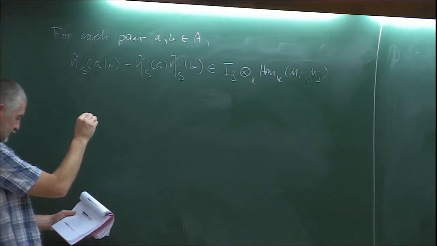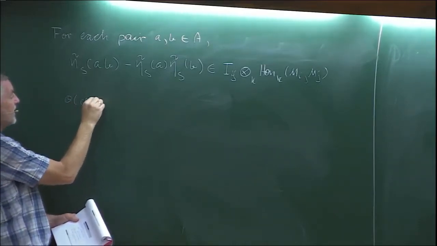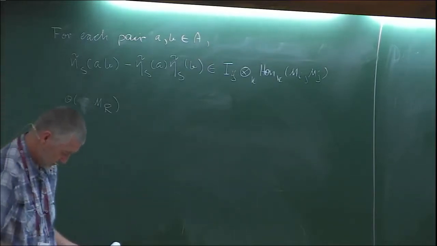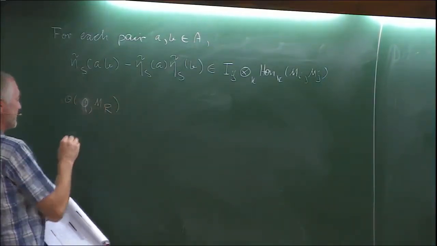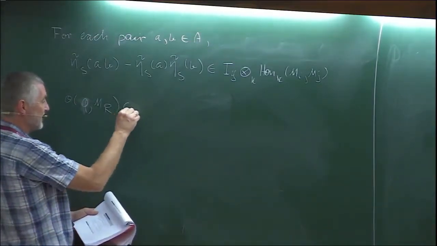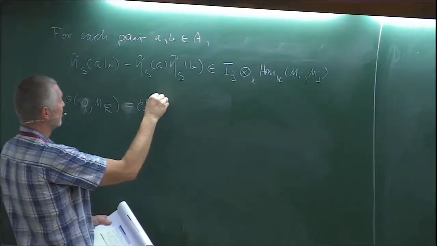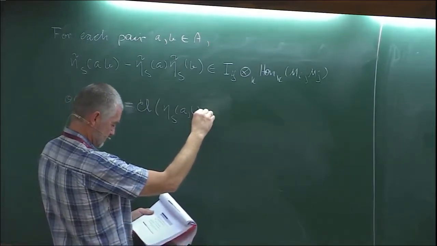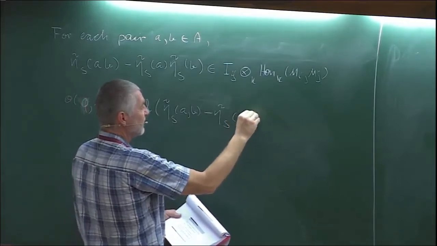And this represents the obstruction for lifting, was it phi really? What was the theorem? Yes, it was phi. So the obstruction for lifting phi to MR is equal to the class of eta S of A B and then tilde, of course, minus eta S tilde of A times eta S tilde of B.